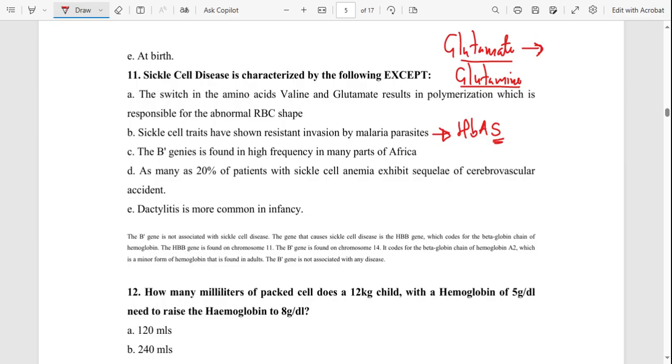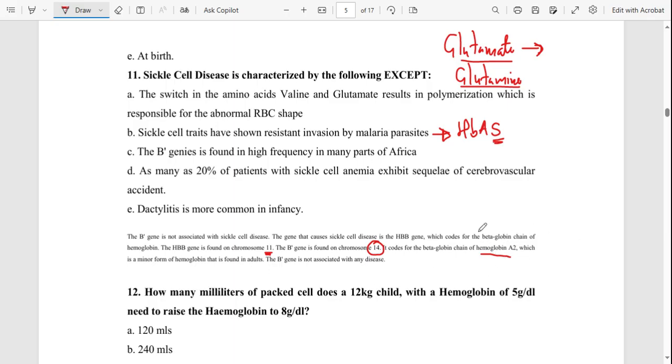But what they have given here is not the one that is defective. The beta prime gene is not the one that is associated with sickle cell disease. Instead, the gene that we are interested in this case is the one that codes for the beta globin chain of hemoglobin, found on chromosome number 11. This beta prime gene is found on chromosome number 14, and it codes for the hemoglobin chain HbA2.